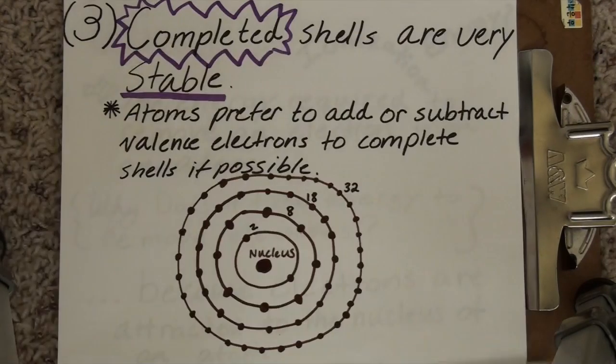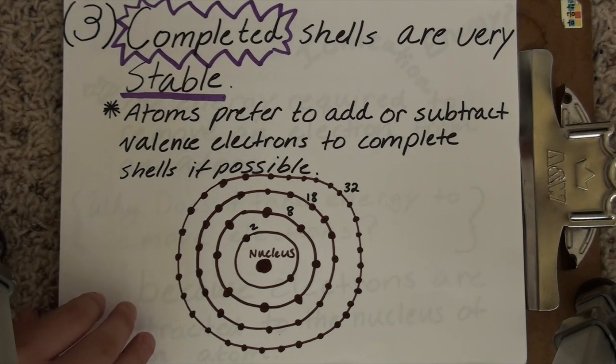Rule number 3. Completed shells are very stable. By very stable, that means atoms prefer to add or subtract valence electrons to complete shells if possible, because they are so stable.